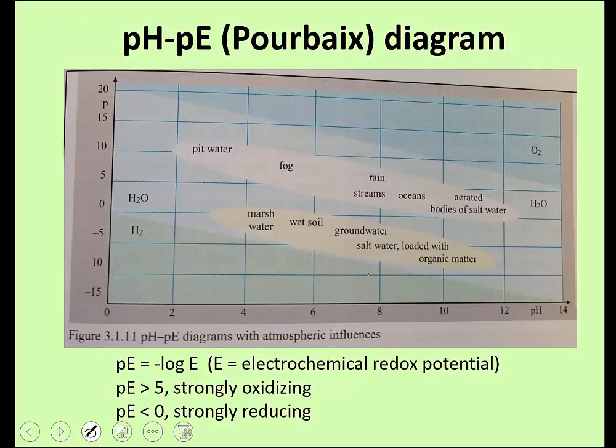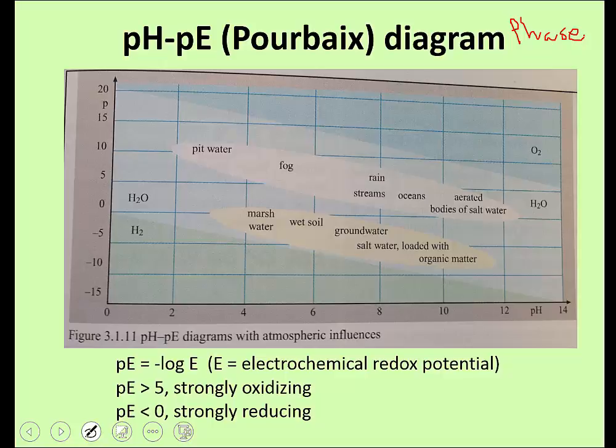Now, the next section is one that you do want to pay attention to. This is known as a PHPE, or a Pourbaix diagram. If you've never seen one of these before, but you've seen phase diagrams, these are very similar to phase diagrams, where you're looking at how something changes phase based on temperature and pH or electric potential or something like that. And now this is the Pourbaix diagram for water with atmospheric influence. So we're kind of looking at how we cycle through various forms here.